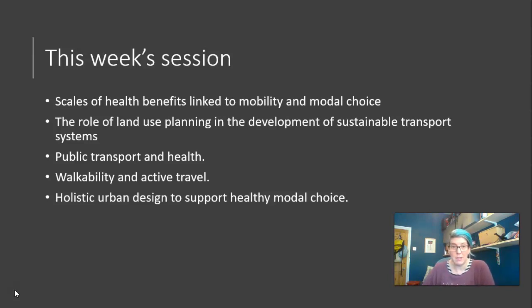So I'm going to introduce some key concepts such as scales of health benefits linked to modal choice, the role of land use planning in developing sustainable transport systems. So that's kind of a small scale, large area approach. Relationship between public transport choices and health, walkability and active travel, and holistic urban design approaches to support healthy transport, healthy modal choice.